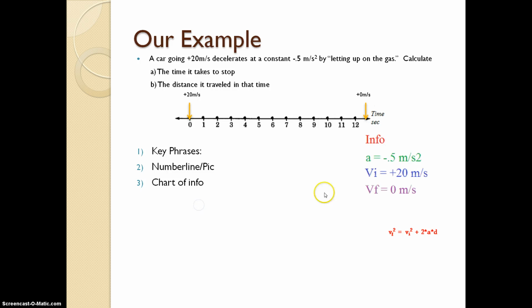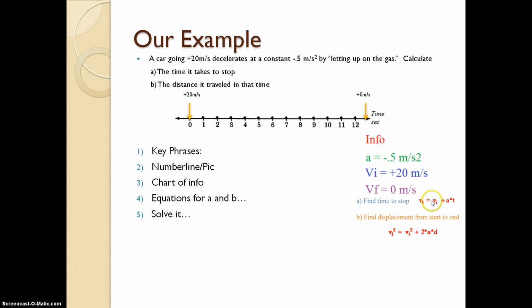Now let's make a chart of information. Here we are. The acceleration is negative 0.5 meters per second squared. Initial velocity is 20. Final velocity is 0. And we're trying to find the time to stop and the displacement from start to end. Step 4, let's choose the correct equations for A and B. So I want to find an equation with these 3 things and time for letter A, these 3 things and displacement for letter B. And now we're going to solve it.